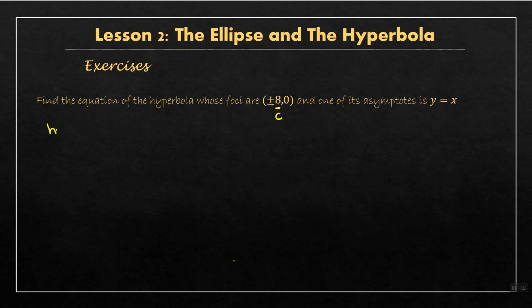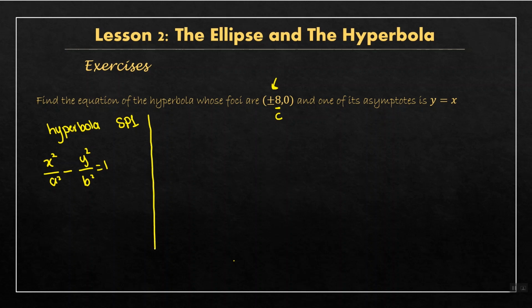So this is a hyperbola. Is it SP1 or SP2? It is SP1. How do we know it's SP1? Because we have the value at the x coordinate. So it's a hyperbola SP1, and the equation is x squared over a squared minus y squared over b squared is equal to 1. Okay, let's see what we have. We have c, so c is equal to 8.